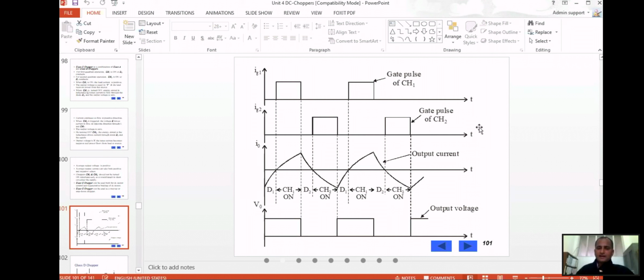So this is the output current. The output current goes from D2 up to this point, to the maximum. Then when the chopper is conducting at this point, it will reach the maximum. Then when the chopper CH1 is off, D2 will start conducting.